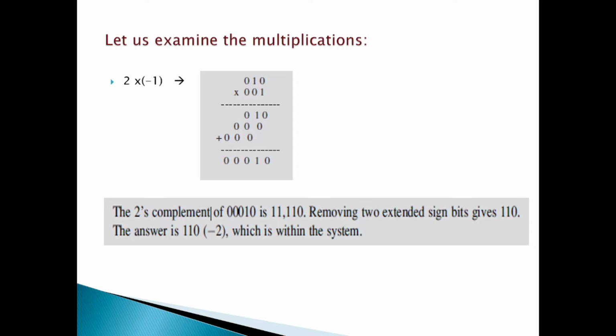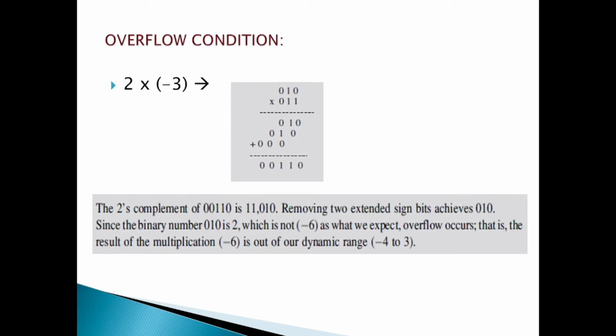Sometimes results of arithmetic operations can cause overflow problems. Here consider 2 into -3. That is, we can write 010 into 011, where 011 is the binary equivalent of 3, and the product is 00110. The 2's complement of the result is 11010, and after removing two extended sign bits we get 010, which is equal to 2. But the correct answer of 2 into -3 is -6. What causes the problem is that -6 is not in the range of -4 to 3. So this is called the overflow problem.